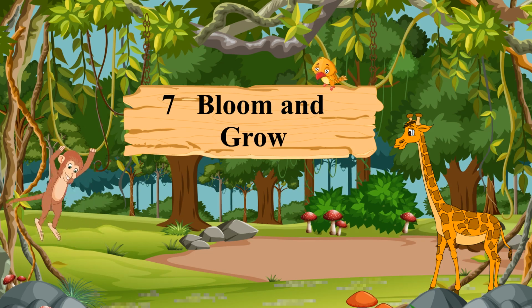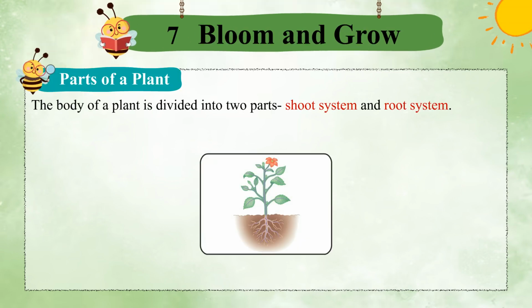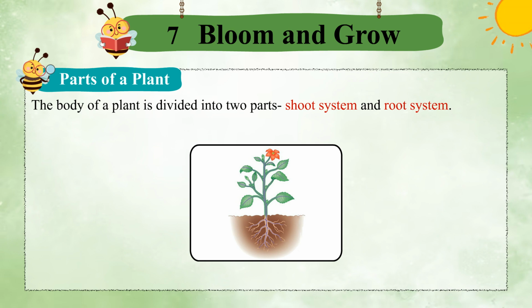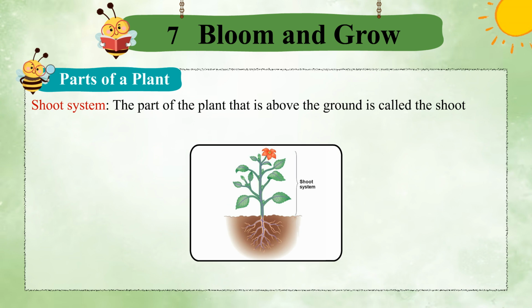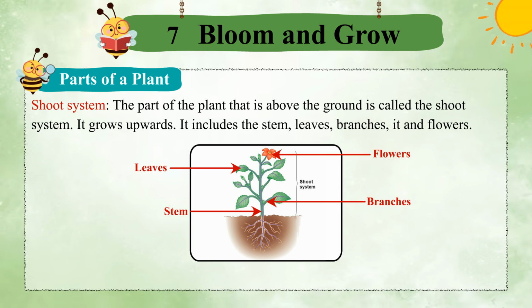Chapter 7. Bloom and Grow. Parts of a plant. The body of a plant is divided into two parts: shoot system and root system. Shoot system. The part of the plant that is above the ground is called the shoot system. It grows upwards. It includes the stem, leaves, branches, and flowers.